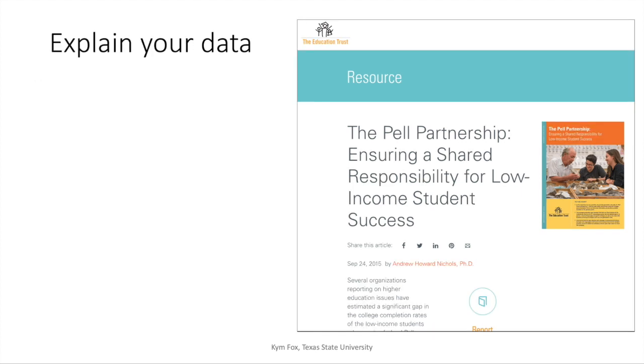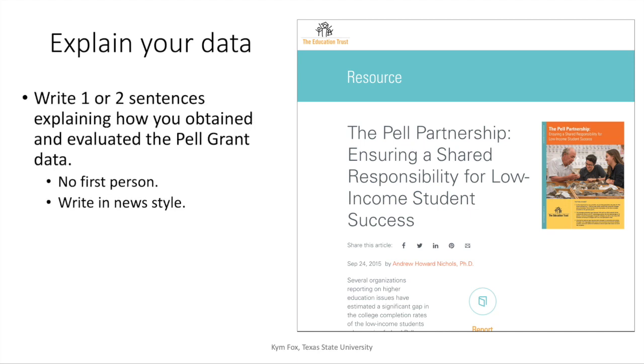do that, right? It's also really important for you to explain your data, how you got to where you are and how you got these numbers. So take a minute and write a sentence or two explaining how you obtained and evaluated the Pell Grant data, right? So at least do this in your mind. Think about this, no first person. It's not about I did this. You need to write in news style. And so you can think about according to the Pell Grant data, but how are you going to explain what I did with the data?